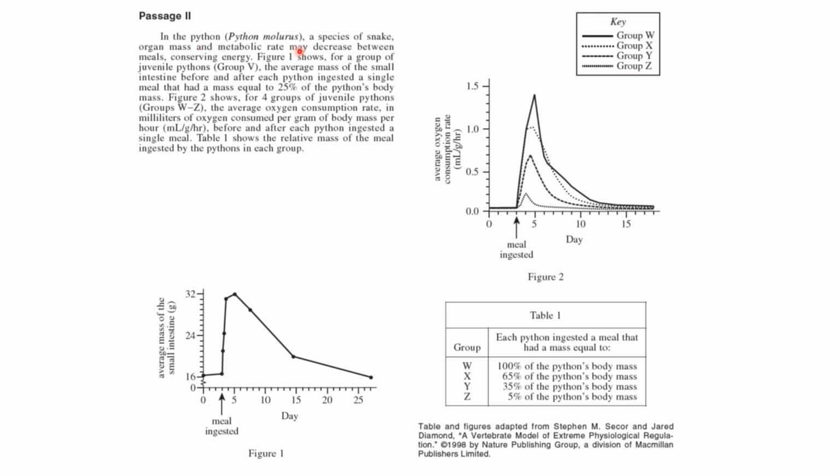We're looking at pythons, a species of snake, and it looks like we're dealing with metabolism. Figure 1 shows a group of pythons and average mass just before and after ingesting a meal. Figure 2 shows oxygen consumption, so mass, meal, how many days, meals, average oxygen consumption, and it looks like each python ingested a meal that had a mass equal to. So these are different groups that are eating, I guess, different size meals. And that's it. Go to the questions.